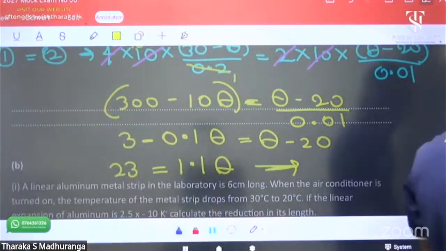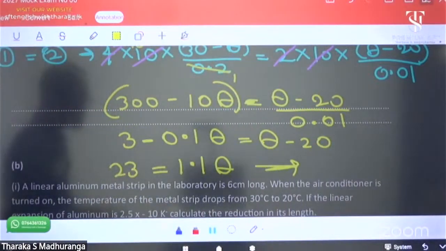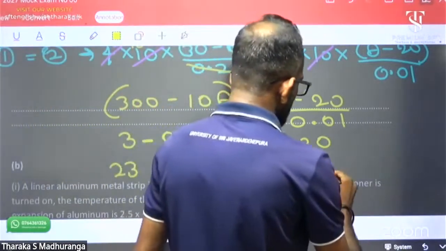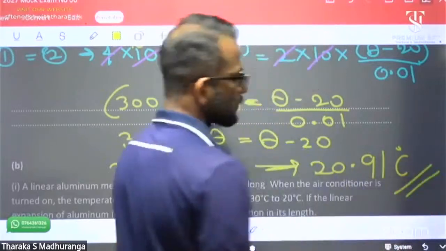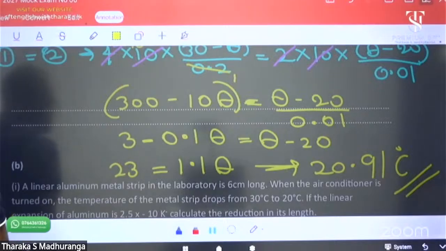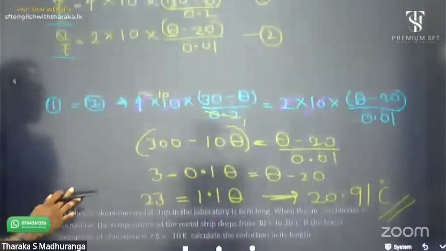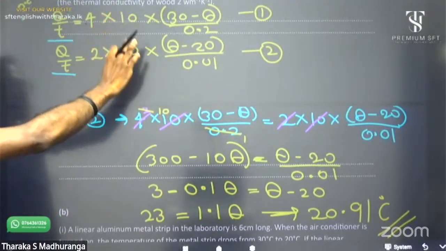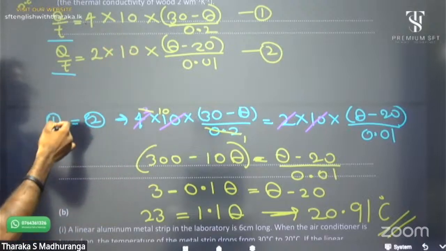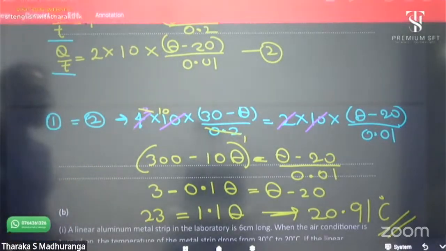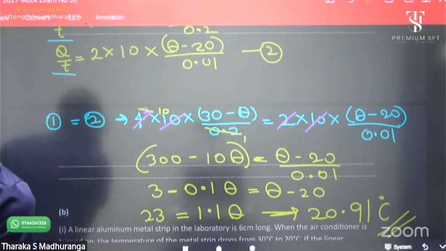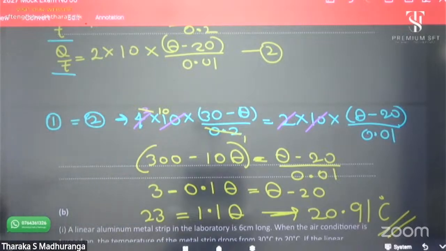Okay, now you can get the theta. 20.9, 20.91 Celsius. Are you clear? The long calculation. Okay, I'll show you the full calculation. This is my first equation, second equation, as simultaneous equations. I solve this, not as simultaneous equations: first equation equal to second equation. Then you can isolate the theta. Okay, any doubt? Understood? 20.91 is the temperature.